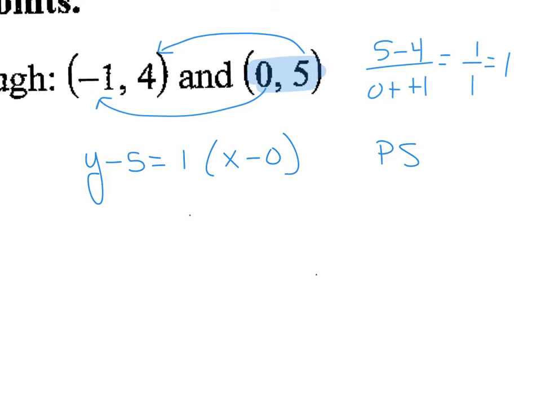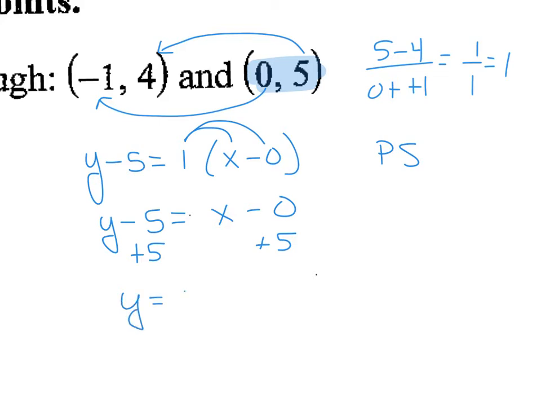Okay, so now to get it into slope intercept, I'm going to solve for y. I'm going to start by distributing. So y minus 5 equals 1x or x. If you want to put like a minus 0 or a plus 0 out there, you can. Okay, now I'm going to add the 5 over to the other side, and y is going to equal x plus 5. All right, and that is slope intercept.